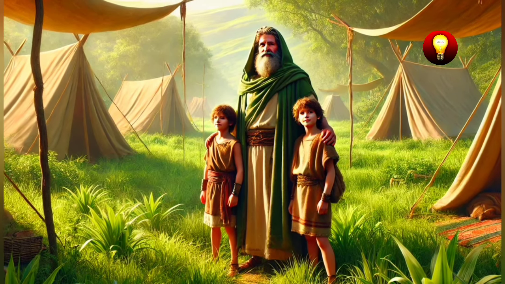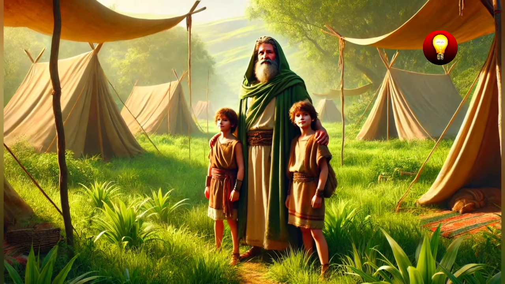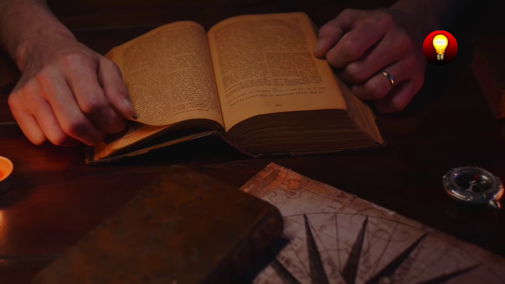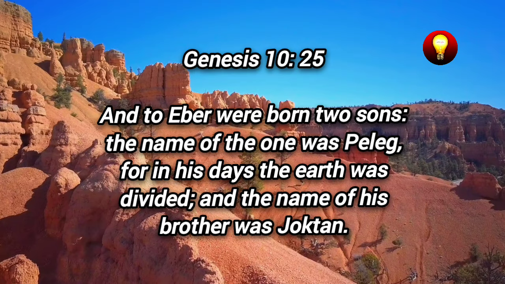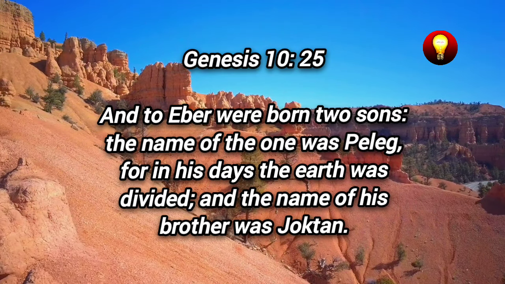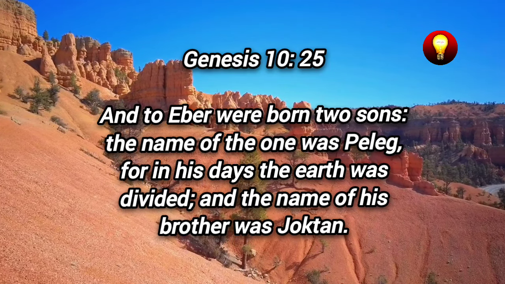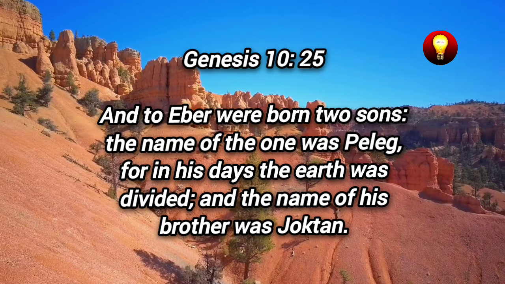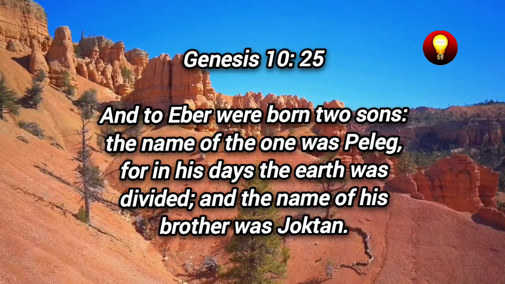Then Eber begot 2 sons, Peleg and Joktan. Let us note what the biblical text says. And to Eber were born 2 sons. The name of the one was Peleg, for in his days the earth was divided, and the name of his brother was Joktan.